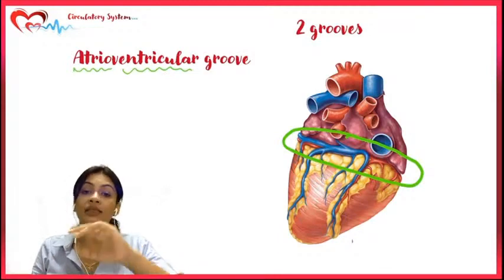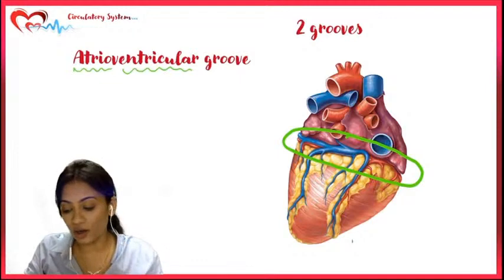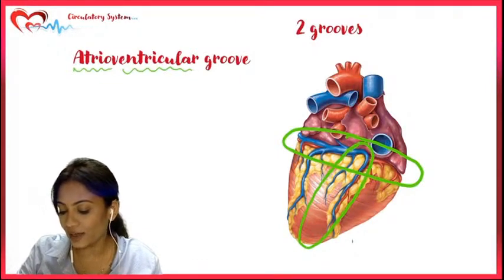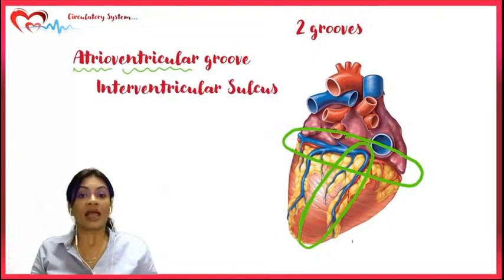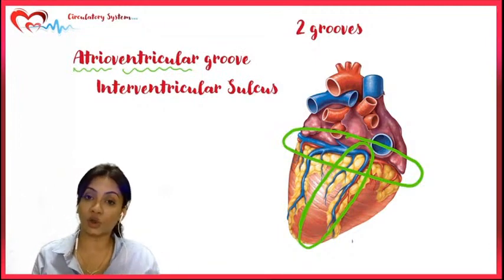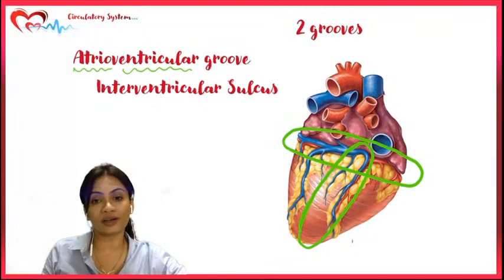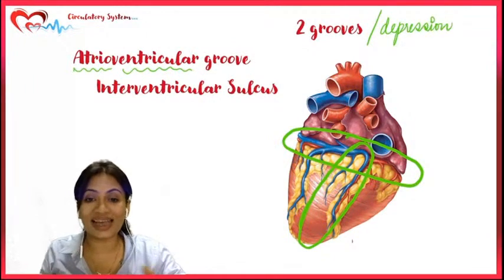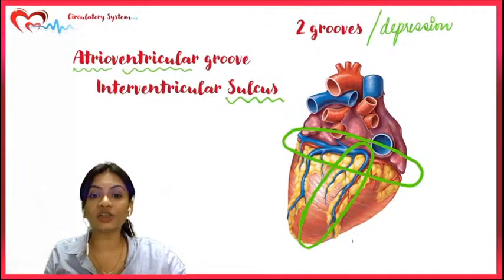Now the second groove is present between the two ventricles, and because it is between two ventricles, this is where it is located, and I may call this one the interventricular groove. Also, I'd like you to know that another name for a groove, or rather another name for a depression, is the sulcus. So you can either call it a groove or you may call it a sulcus.